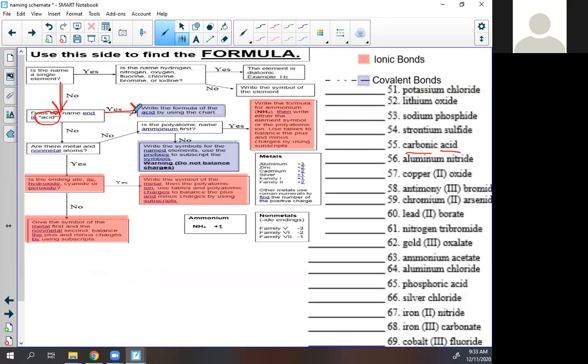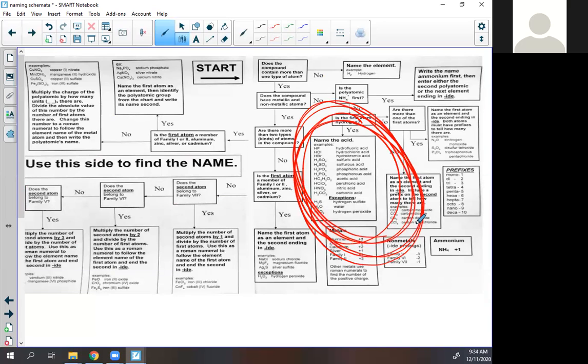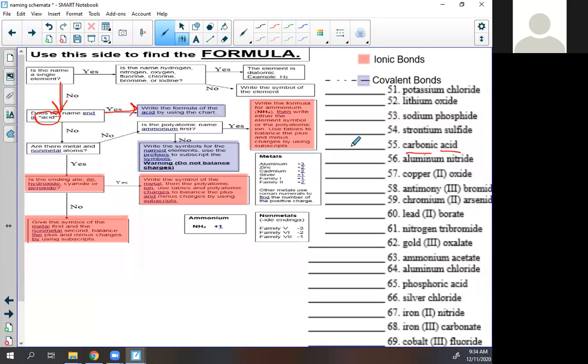Okay, make sure you're watching here. Write the formula of the acid by using the chart. The chart is actually in the big middle part. So open it up, and then it's right here. And you don't have to memorize these. Gabby's probably mad again because acids were a pain in the acid. They were way hard. They're all right there. So it just tells you the formula of carbonic acid is what? H2CO3. Okay.